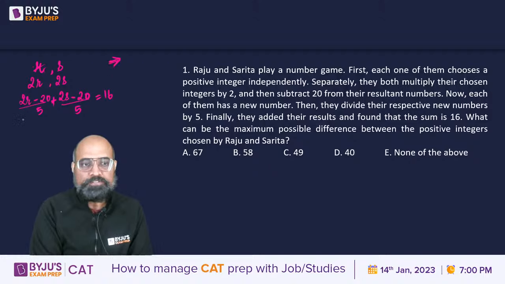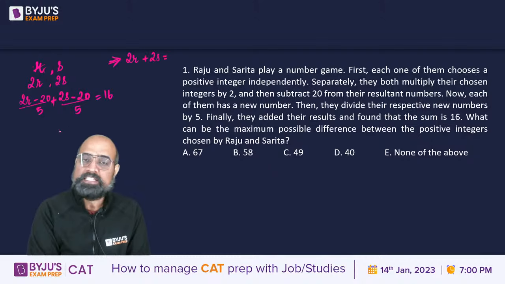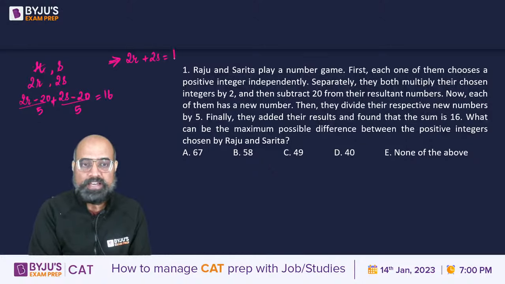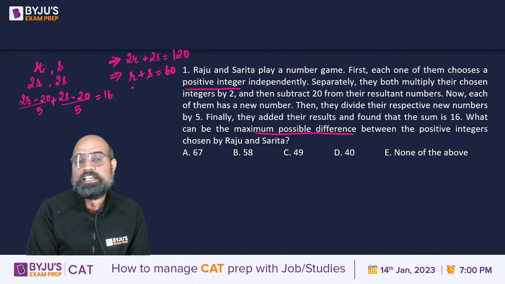So if we solve this, we are going to have 2R plus 2S is going to be 16 into 5, which is 80. 80 plus 20 plus 20, which is 120. So this will give us R plus S is equal to 60. Now, since they choose positive integers, the maximum difference will be when R and S are as far as possible. So let's say R chose 1, the smallest positive integer, then S will turn out to be 59. So the maximum possible difference is going to be 58.